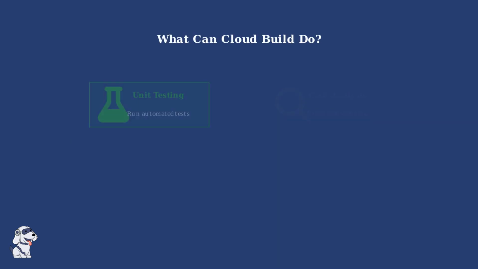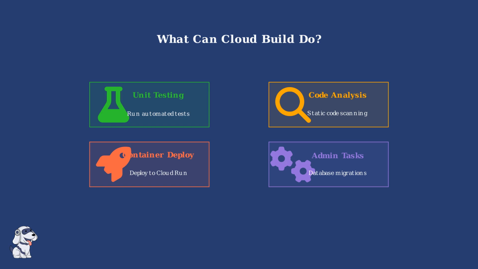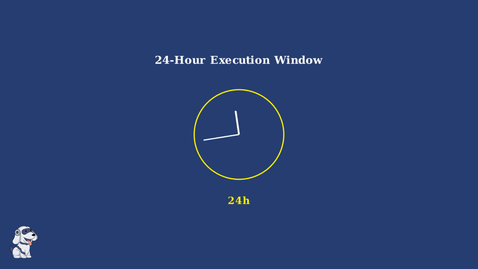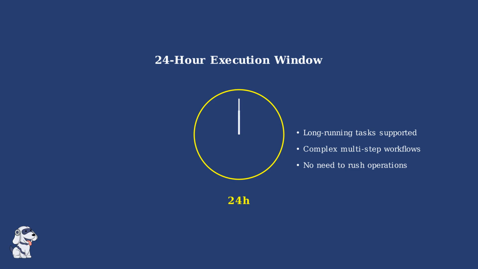Cloud Build can handle many different tasks. It can run unit tests to verify your code, perform static analysis to catch issues, deploy containers to services like Google Cloud Run, and execute long-running administrative tasks like database migrations. One of Cloud Build's key advantages is its generous 24-hour timeout. This means you can run long-running tasks, complex multi-step workflows, and administrative operations without worrying about time constraints.